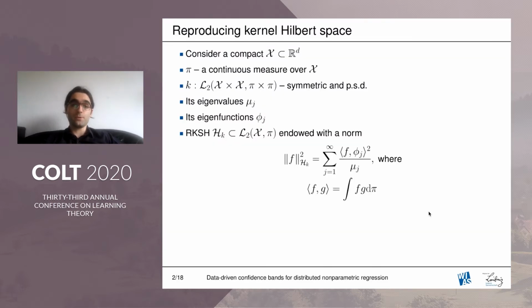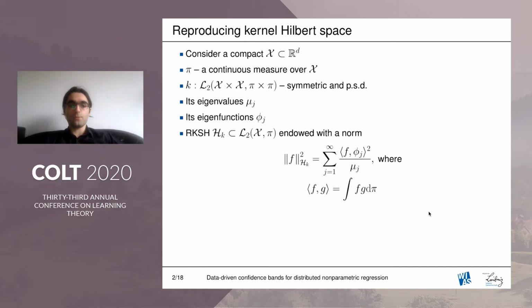But some preliminaries first. I heavily rely on a concept of a reproducing kernel Hilbert space. First, let there be a compact X from a d-dimensional Euclidean space with a continuous measure defined over it, denoted pi. Also, let there be a covariance function k, symmetric and positive semi-definite. We denote its eigenvalues as mu sub j and eigenfunctions as phi sub j.